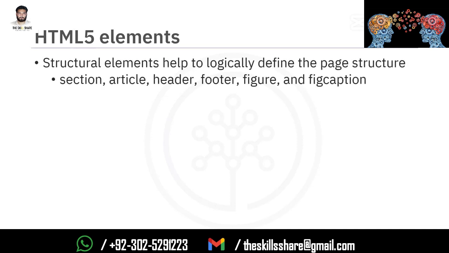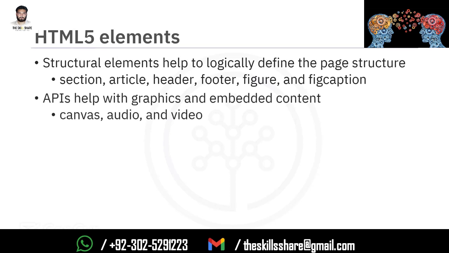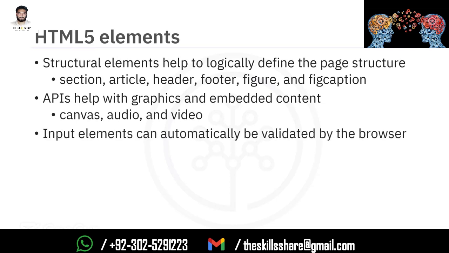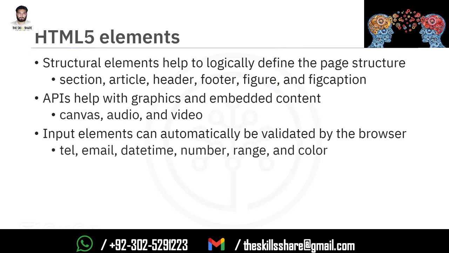Here are some examples of elements in HTML5. New structural elements are part of the HTML5 specification. These markup elements help you to logically define the page structure. New APIs such as Canvas, audio, and video help with graphics and embedded content. New attributes were added to the input element attributes. Examples include the email, date time, and number types. The browser automatically validates the input field according to the input attribute, without the need for custom validation scripts.